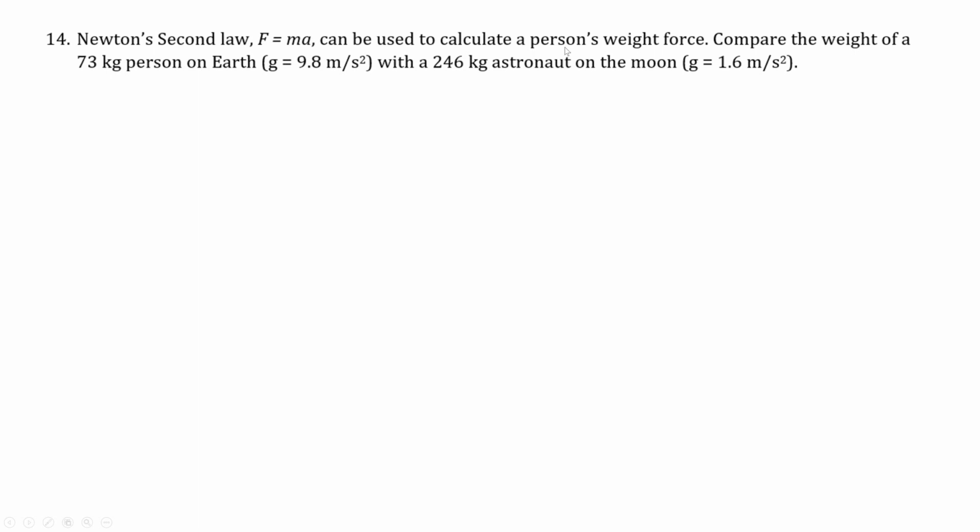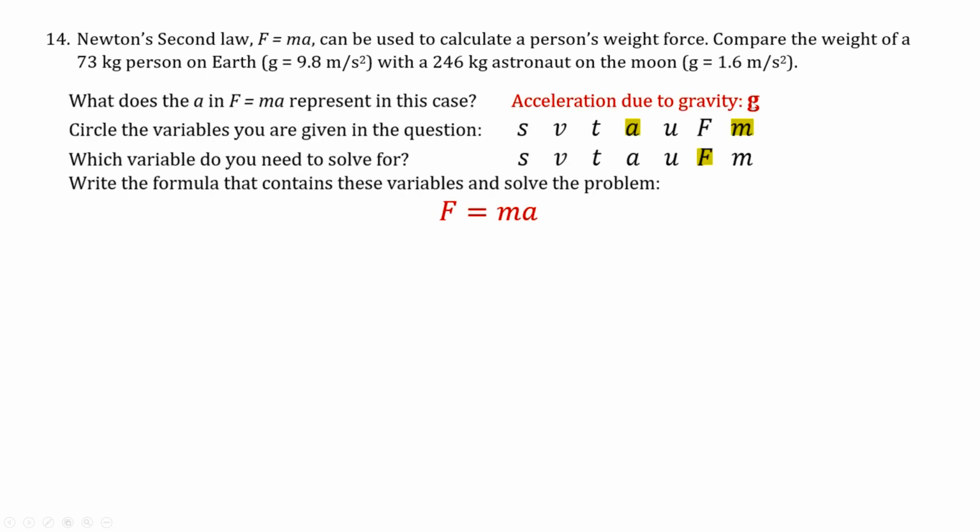Newton's second law can be used to calculate a person's weight force. Compare the weight of a person on Earth with the weight of a much heavier astronaut on the moon. So this person's almost 3 times as heavy, but gravity is much smaller on the moon. So for acceleration, we just use the g value because that's acceleration due to gravity. So on Earth we substitute in a g value of 9.8 meters a second squared. Relative to that on the moon, it's much smaller, about 1/6 of what we have on Earth.